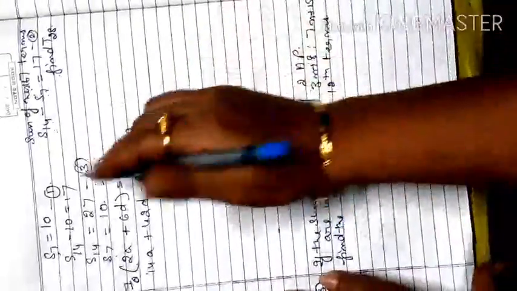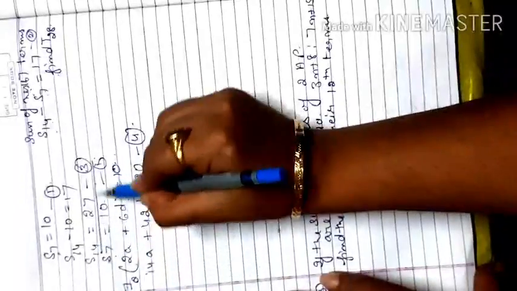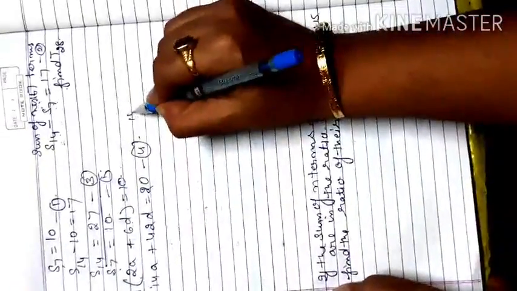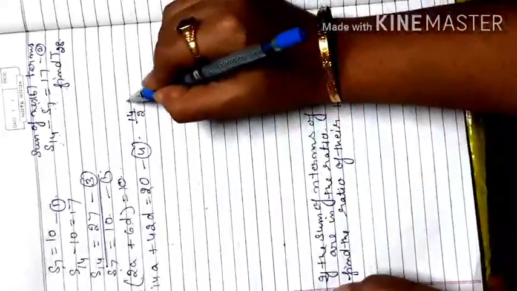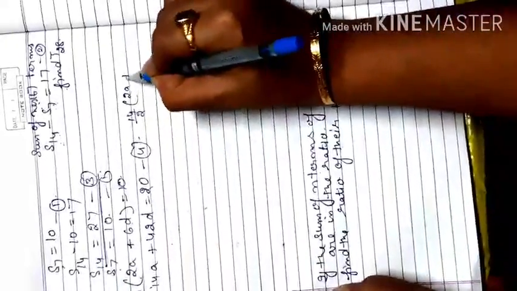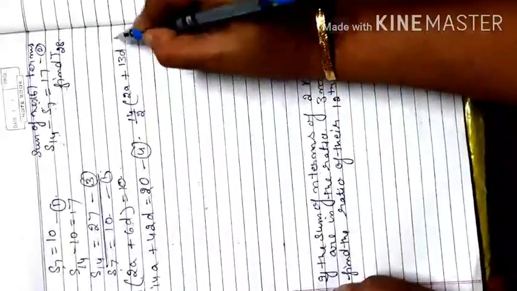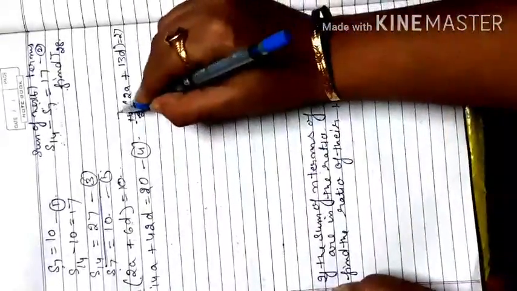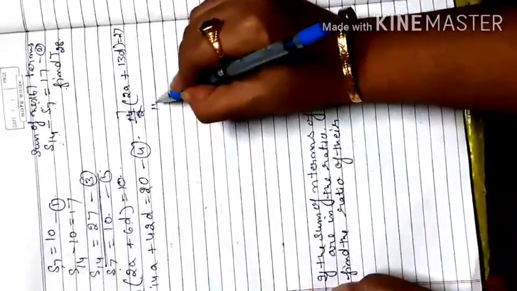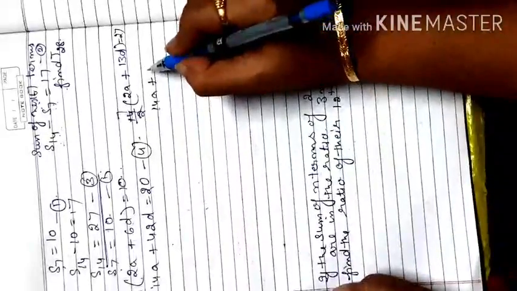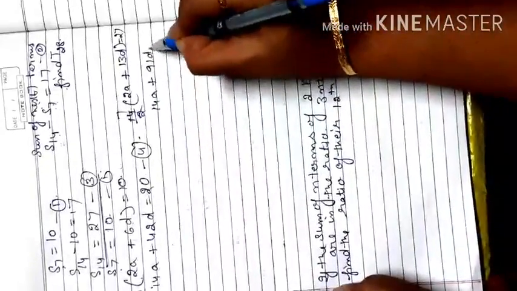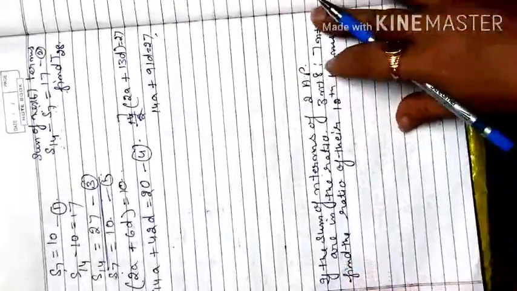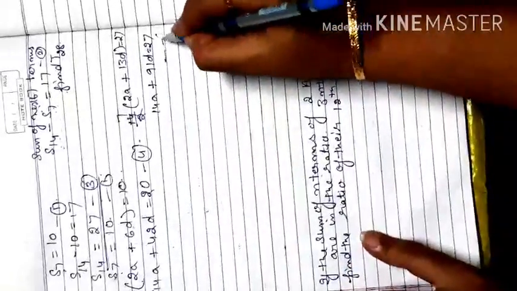Now I open this one, S14. If I open S14, that is 14 by 2, (2a plus (14 minus 1)d), that is 2a plus 13d, is equal to 27. Then 2 sevens are 14. When you open this, 14a, and 7 into 13 is 91d, is equal to 27. So this is my fifth equation.